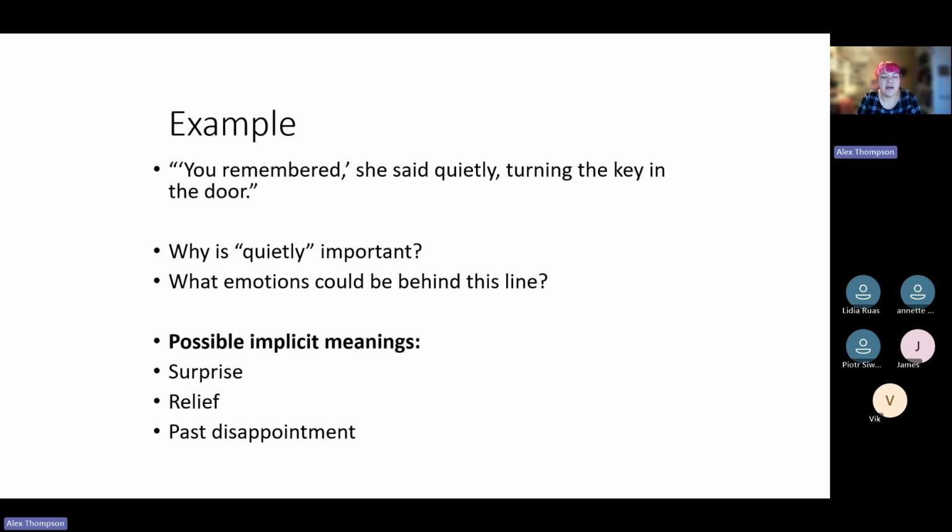Again, here, some suggestions could be relief. Oh, you remembered. Past disappointment. So perhaps this person has forgot on previous occasions, and she's just very happy that they have remembered this time. Again, without further information, it's hard for us to be entirely sure. However, we can just make a decision based on what information we do have.